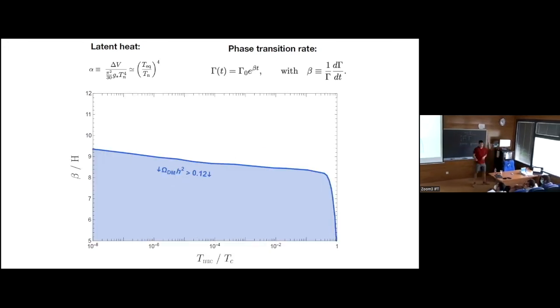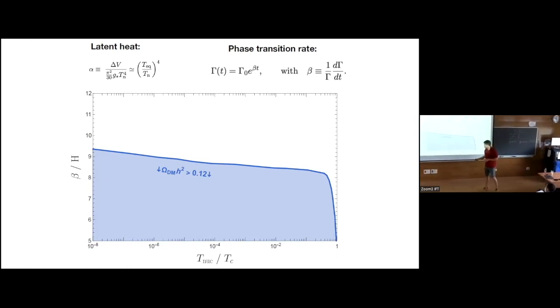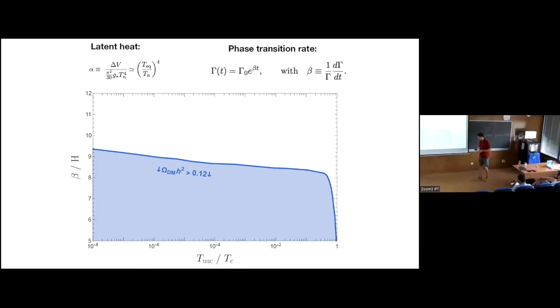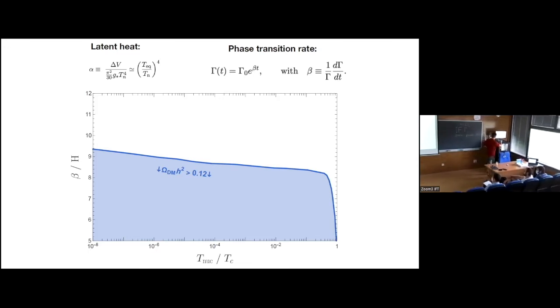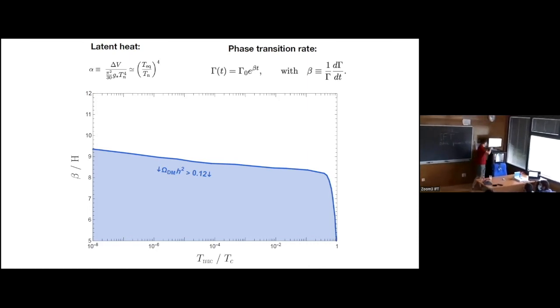We can trade alpha for T_N over T_C. I find it easier to understand. It's the ratio of nucleation temperature over critical temperature. In other words, the amount of supercooling from right to left, and you see that beta over H cannot be smaller than 9. It's nearly flat with the amount of supercooling because it mostly depends on beta over H.